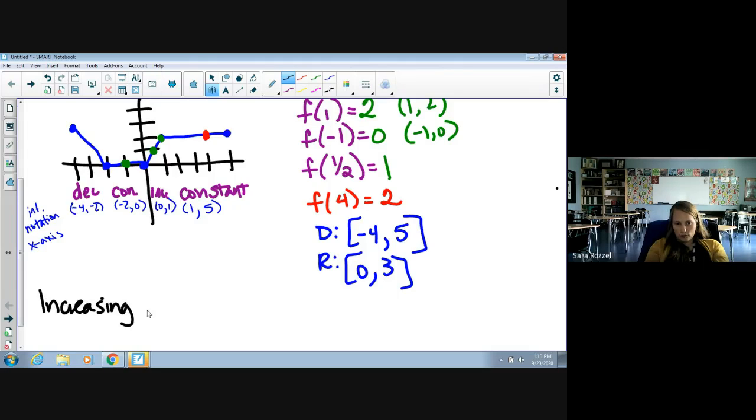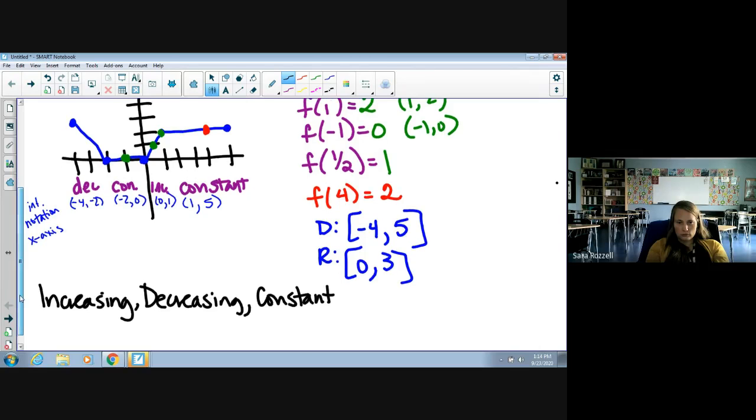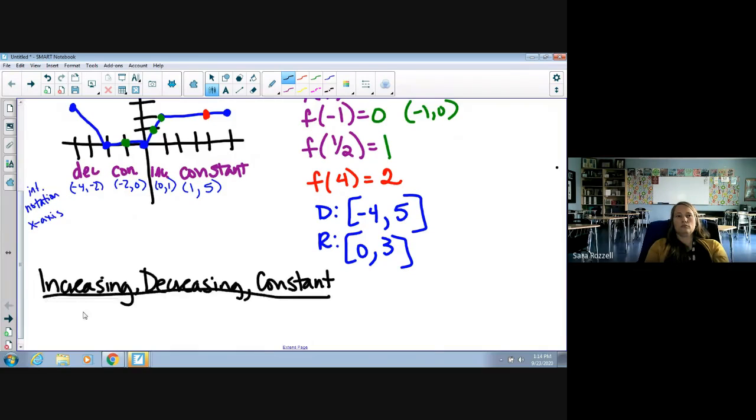Just so if you want all the words down, and you can have a picture if you need it. Increasing is going up, decreasing is going down, constant is going straight across.